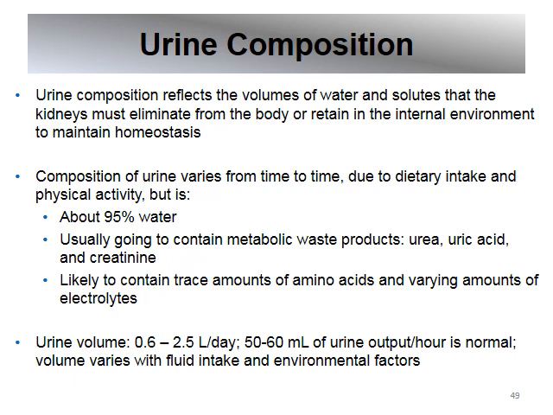When discussing the composition of urine, about 95% of it is water. It's going to have metabolic wastes like urea, uric acid, and creatinine. And it will also have trace amounts of things like amino acids and other electrolytes. Again, normal urine volume per day is about 0.6 to 2.5 liters, or 50 to 60 milliliters per hour.